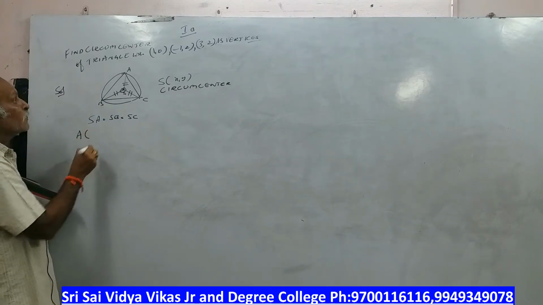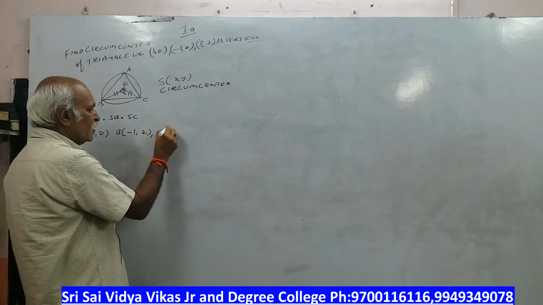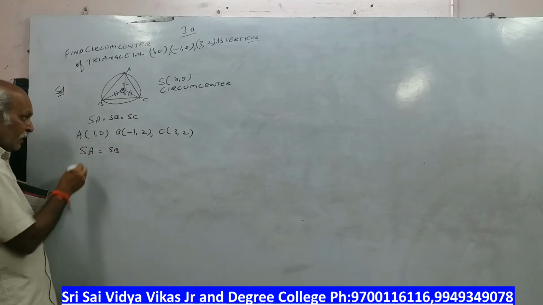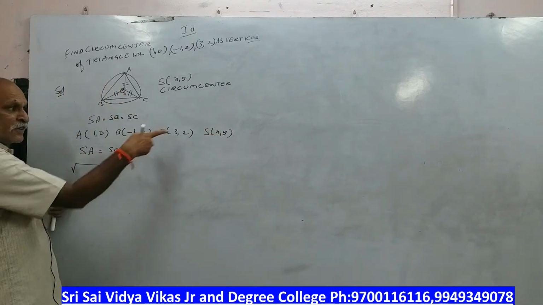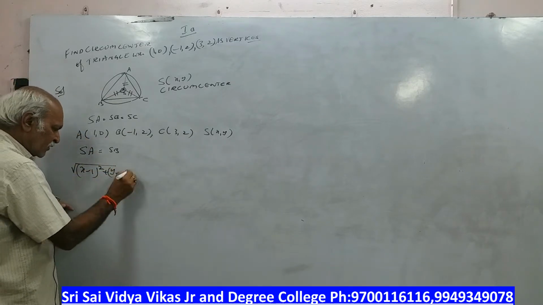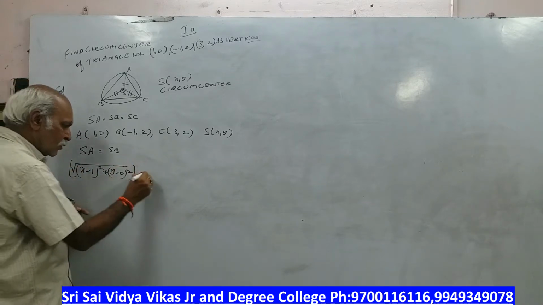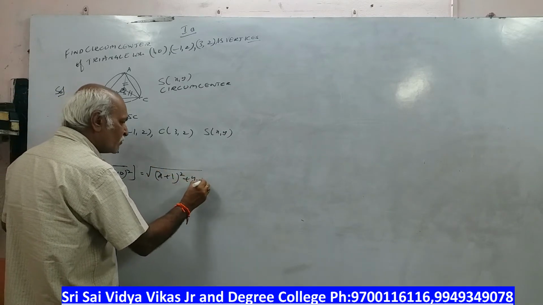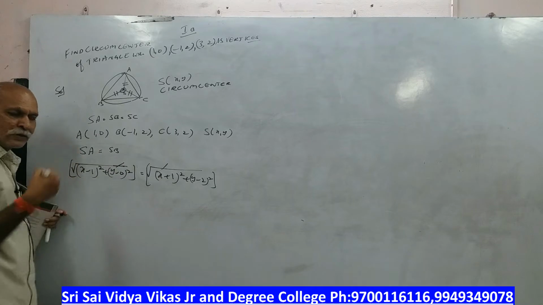So what is the A point? (1, 0). What is the B point? (-1, 2). C point? (3, 2). I will consider SA equal to SB. What is the S point we have considered? (x, y). So SA means, by the distance formula, root of (x minus 1) whole square plus (y minus 0) whole square, is equal to root of SB, that is (x plus 1) whole square plus (y minus 2) whole square. The square roots will get cancelled on both sides.